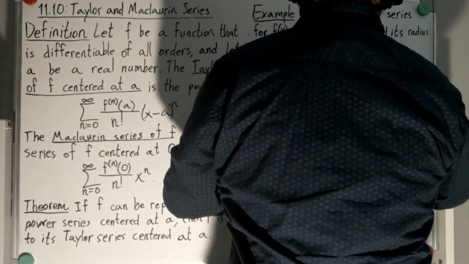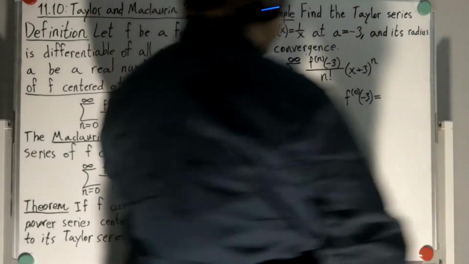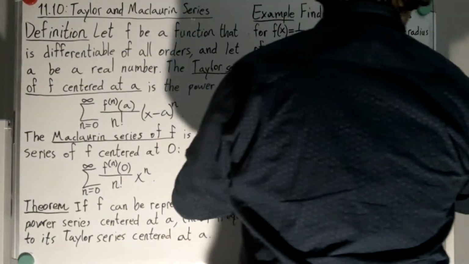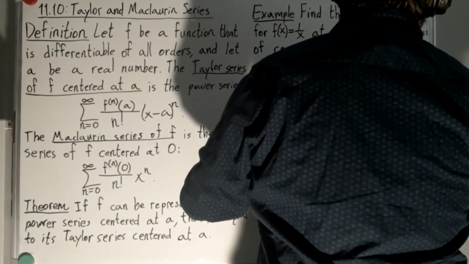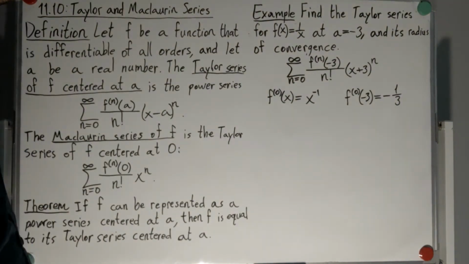And we want to take the 0th derivative and evaluate it at negative 3. That's going to give us negative 1/3. So negative 1/3. And that's the 0th derivative evaluated at negative 3.